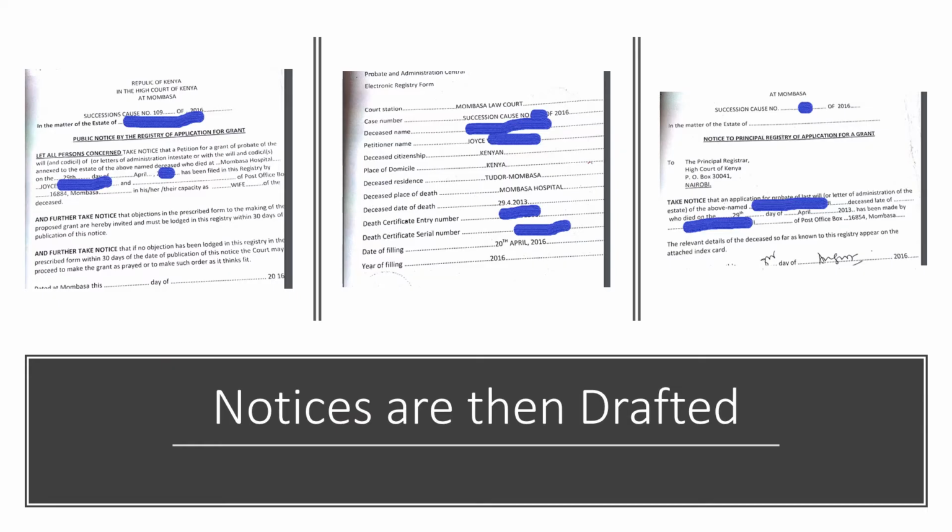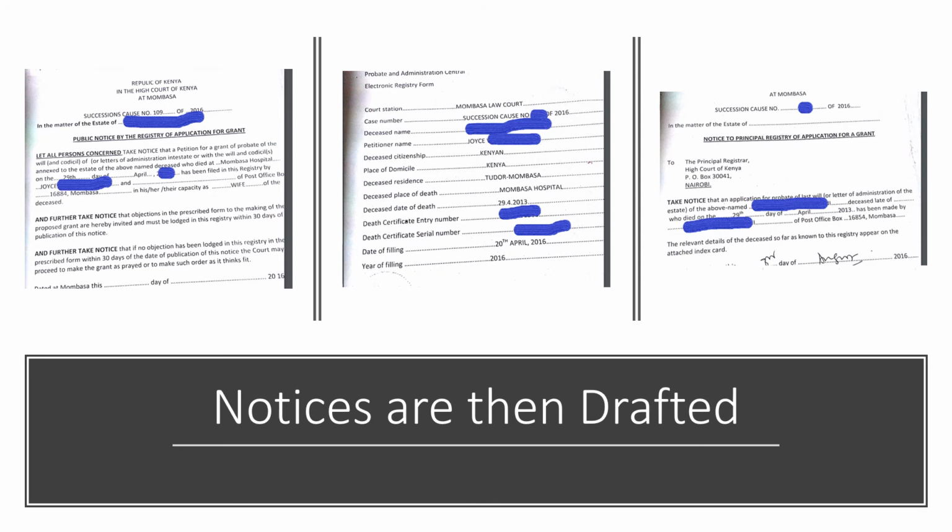So once you file this in court, you then will have your notices drafted. What are the notices for? You see, this process has only gone on between the families, so nobody else knows that the administrators have petitioned the court. But this must be made public because we're dealing with an estate of a deceased person. It must be made public, and these are the notices that are drafted.